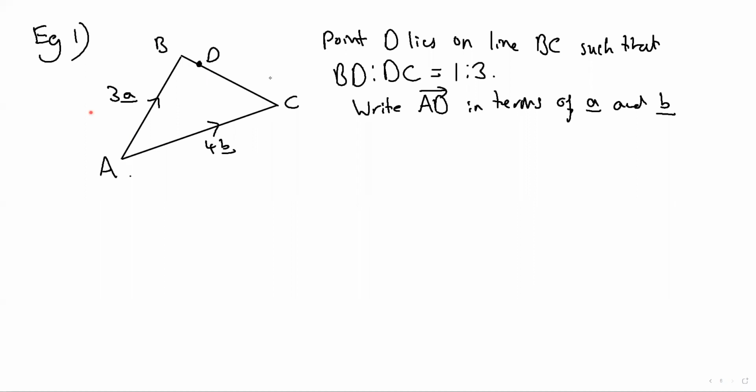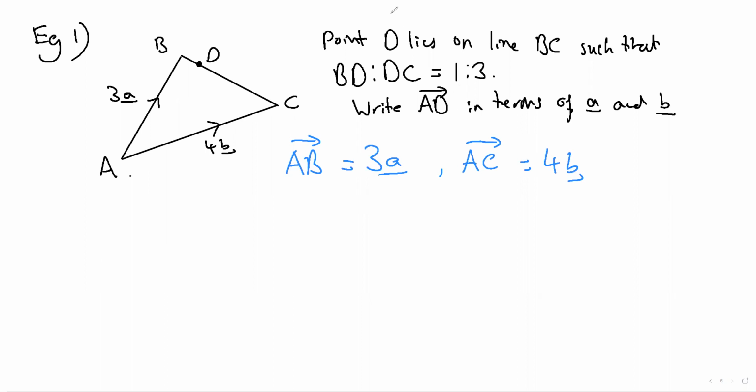geometric formation, and we're told that A to B is 3A. That's what this arrow means. So going from A to B is 3A. So we can write that down. A to B is 3A. And we also know that A to C is 4B. We can also write that down. So that's what we know.